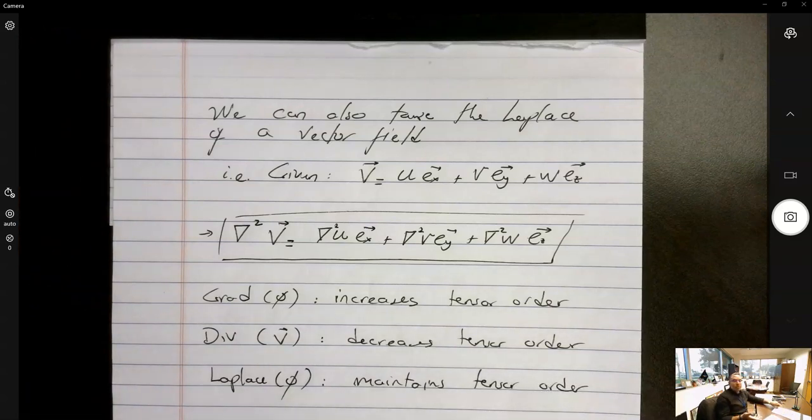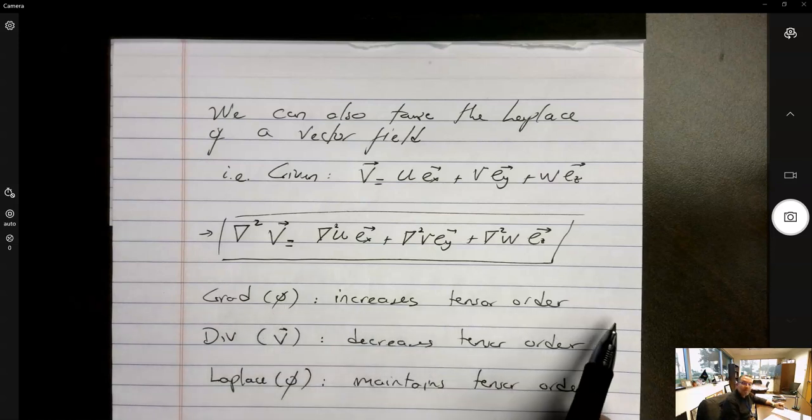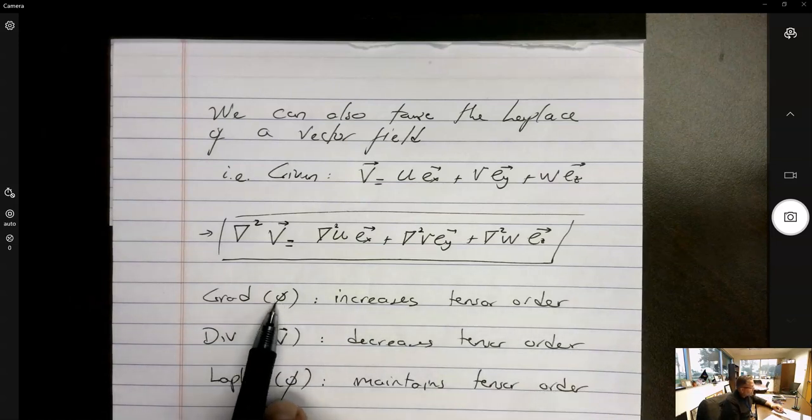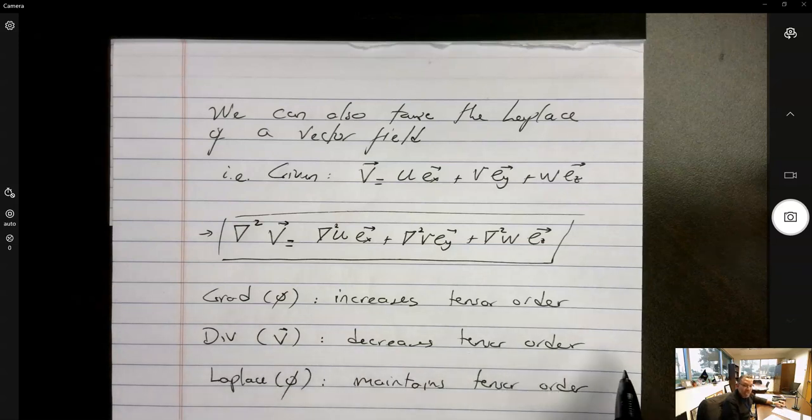What does that mean? The tensor order is essentially the following. A vector is a tensor of order 1, one set of dimensions, x, y, z. A scalar is a tensor of order 0. A tensor of order 2 is a matrix, a vector of vectors. If you take the gradient of a tensor of order 0, a scalar, you end up with a tensor of order 1, a vector. If you take the divergence of a tensor of order 1, which is a vector, you end up with a tensor of order 0, which is a scalar. If you take the Laplace of a vector, you end up with a vector, which maintains the order. If you take the Laplace of a scalar, you end up with a scalar, which maintains the order.